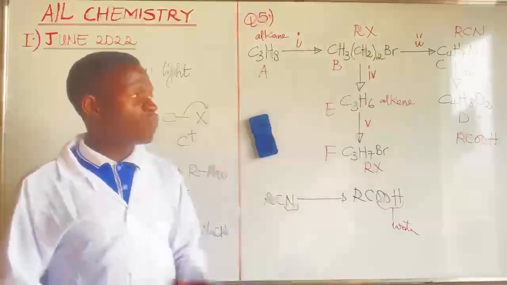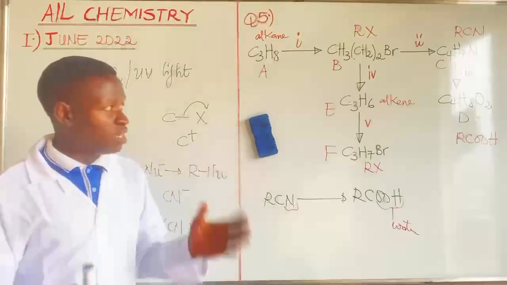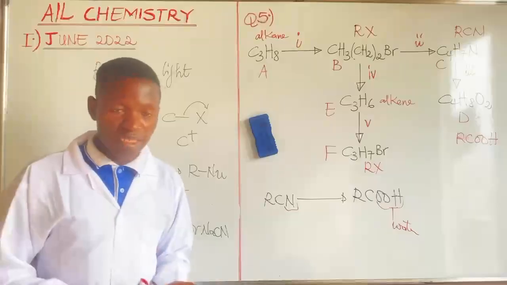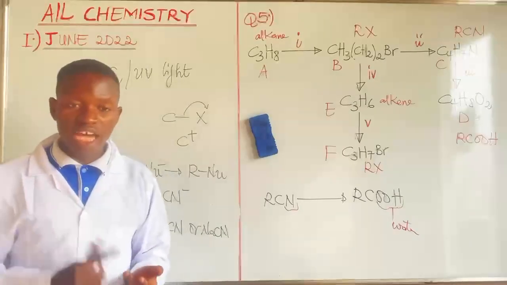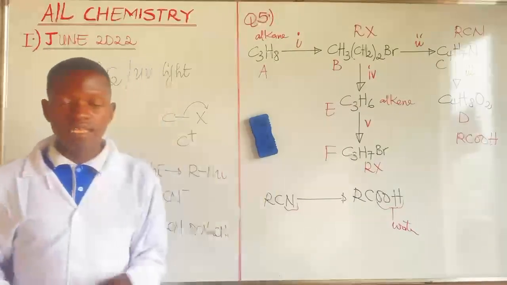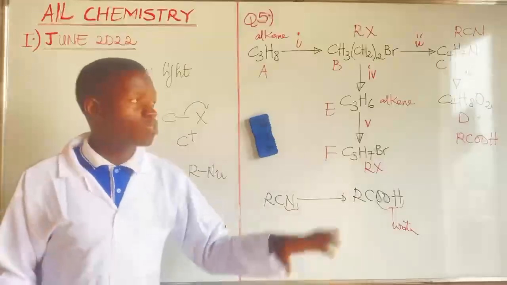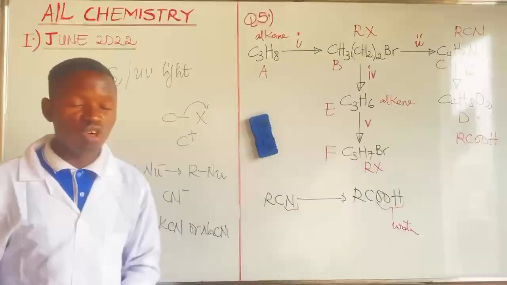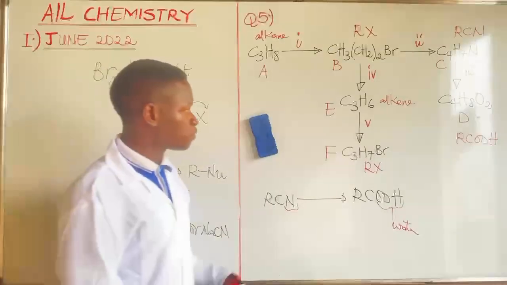So what do we need for Roman 3 as reagent? We need water and dilute hydrochloric acid. The acid catalyzes the hydrolysis of the nitrile into the carboxylic acid. And what's the condition? Under reflux.